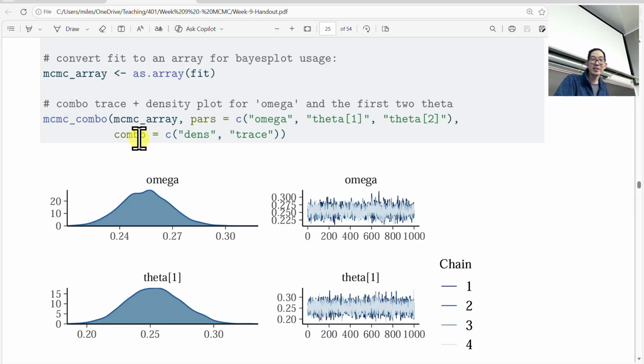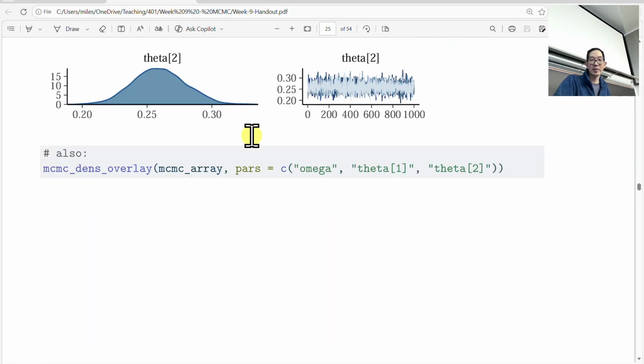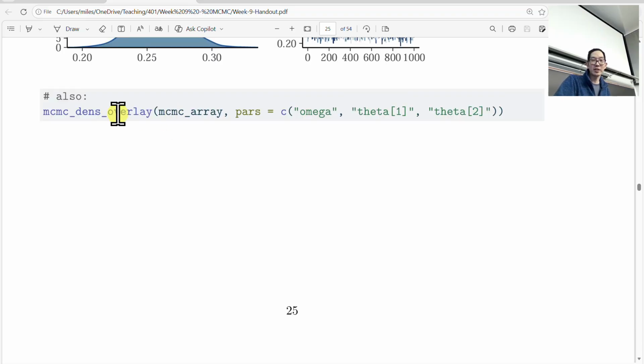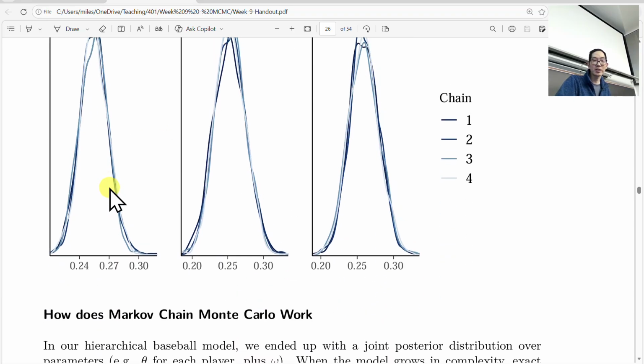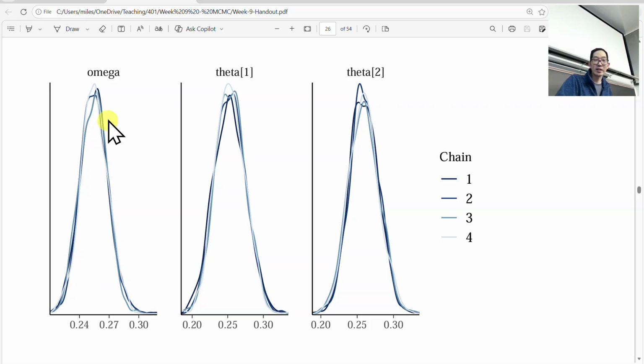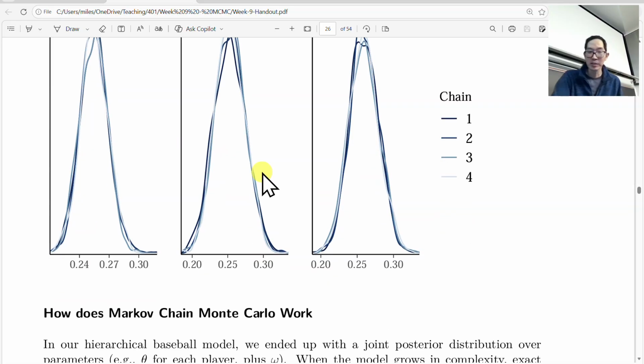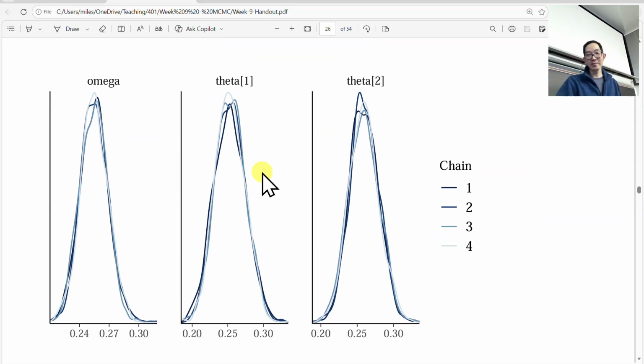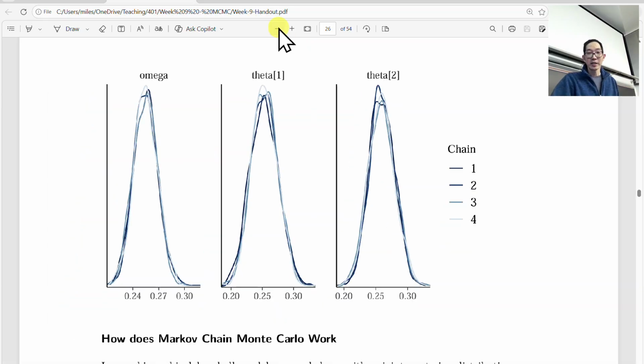Where we say I want the density and the trace. Or you could just get the densities themselves. And here we have the densities from the 4 different chains, and we can see all 4 chains have quite a bit of agreement among them. So these are the densities. Okay, that's how we run it.